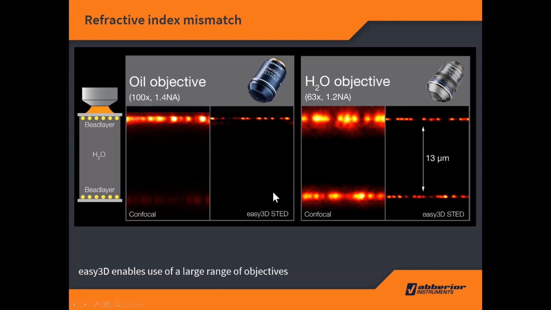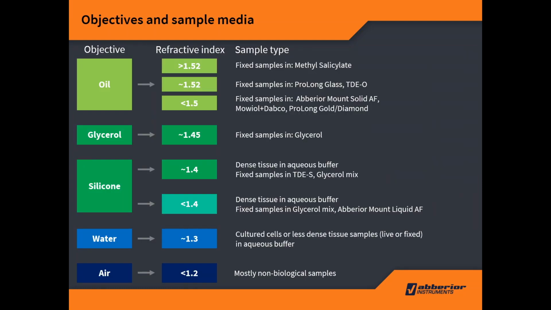Well, for starters, we can choose the right objective, say a water objective to image into water. In this case, we can see at the higher depth, here 13 micrometer roughly, the confocal image is still bright, and also the 3D STED image has still the full brightness and is sharp. Now, oil and water are not the only media we can find, and there are a lot of objectives to choose from as well, which you can use to match to these various mounting media.